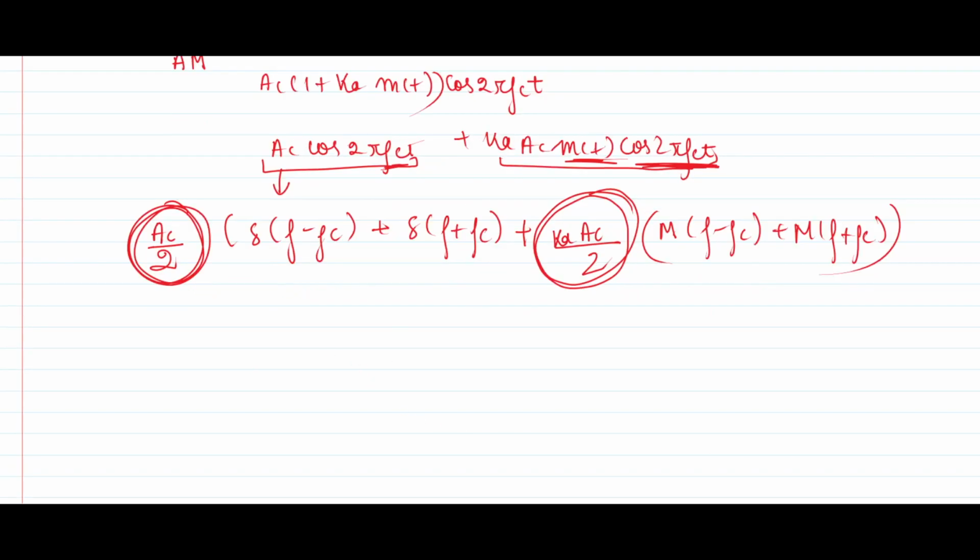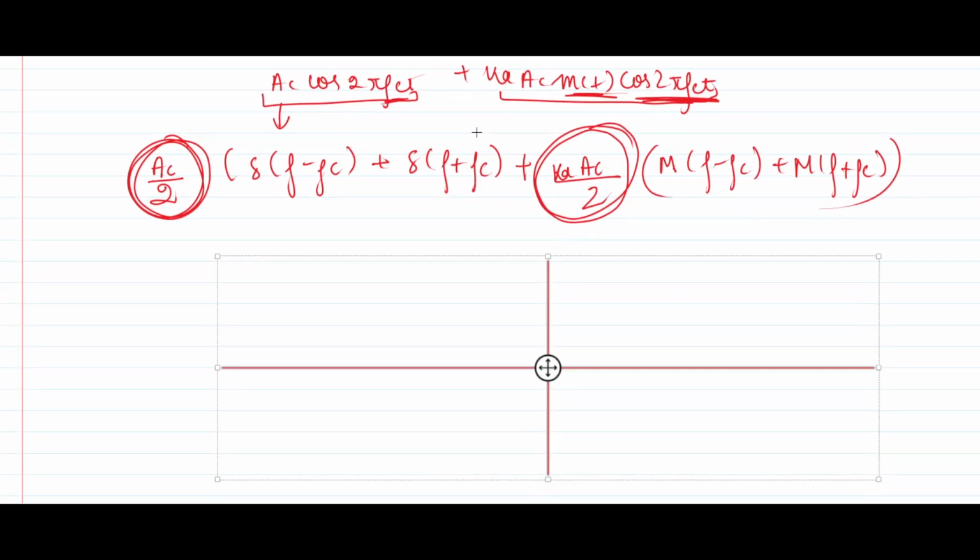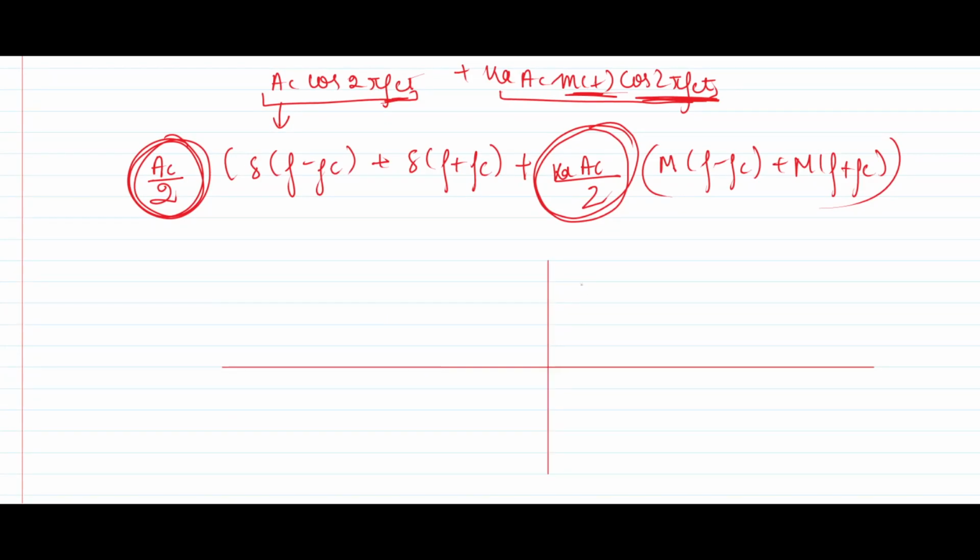So if we draw this particular signal, let this be the axis. We have to draw impulse signals at f minus fc and f plus fc. So to draw the impulses, f is equal to fc, f is equal to minus fc. So two impulses at fc and minus fc. Let this be minus fc, this is fc. We get two impulse signals of amplitude Ac by 2.